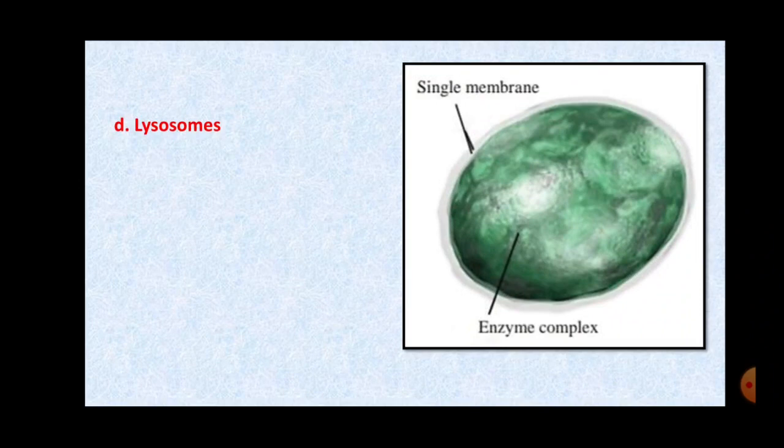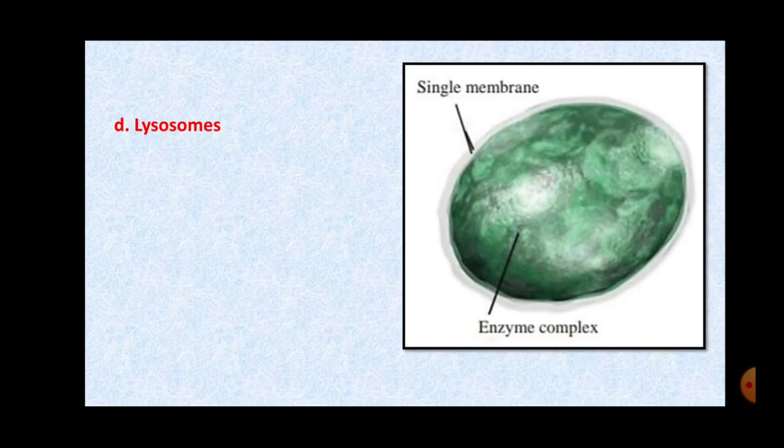Next cell organelle is lysosomes. Now lysosomes, as you can see, they are made up of single membrane. They are not made up of double membrane like the nucleus or the Golgi complex. Lysosomes are made up of single membrane and they are filled with the digestive enzymes. So it is the enzyme complex present in a single membrane.